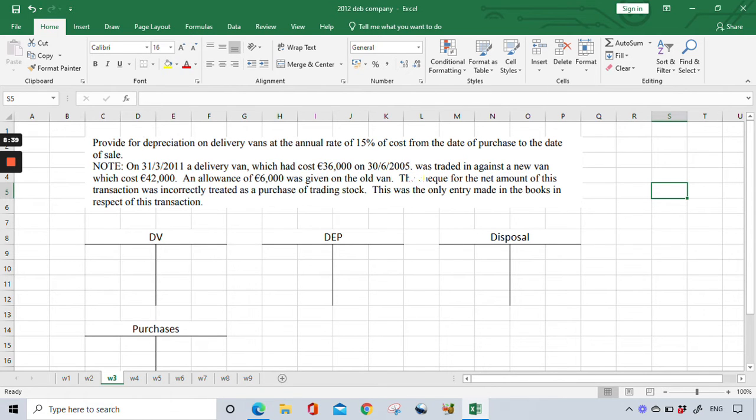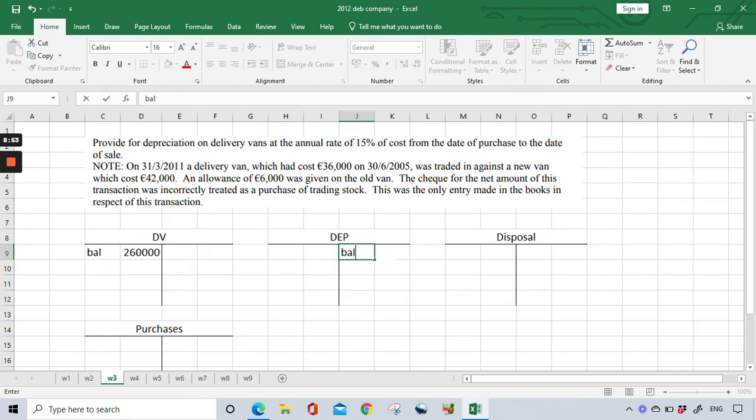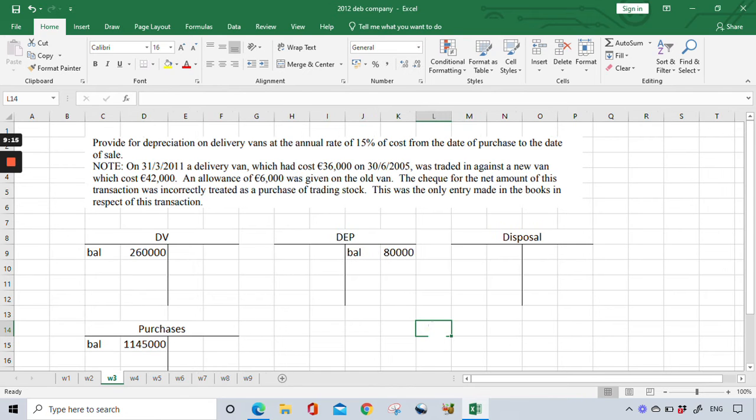So first of all, I'm going to take all the balances from the trial balance. So the delivery vans figure from the trial balance, it's the cost figure, 260,000. The depreciation opening balance I did a second ago, the difference between cost and net book value, 80,000. The disposal is a new account, and the purchases figure, the opening balance for it from the trial balance is 1,145,000.